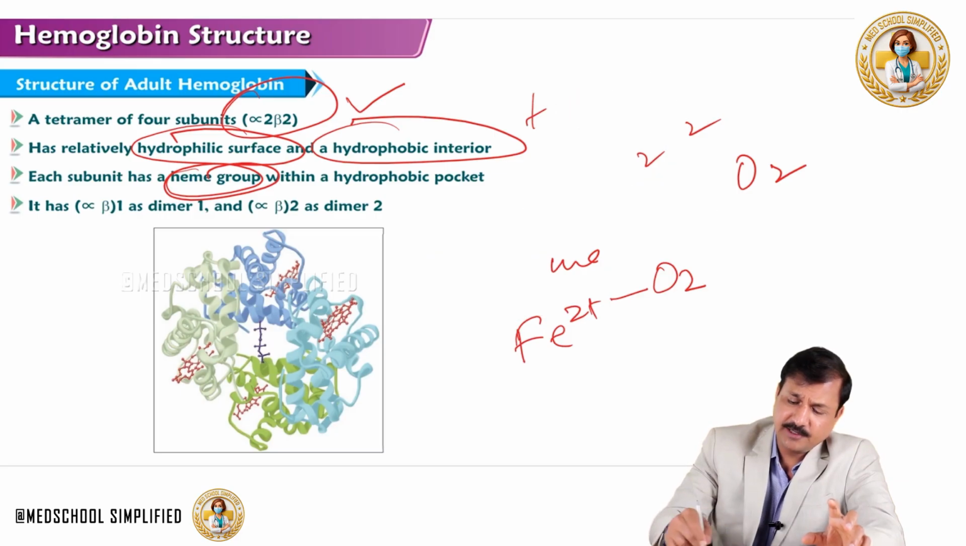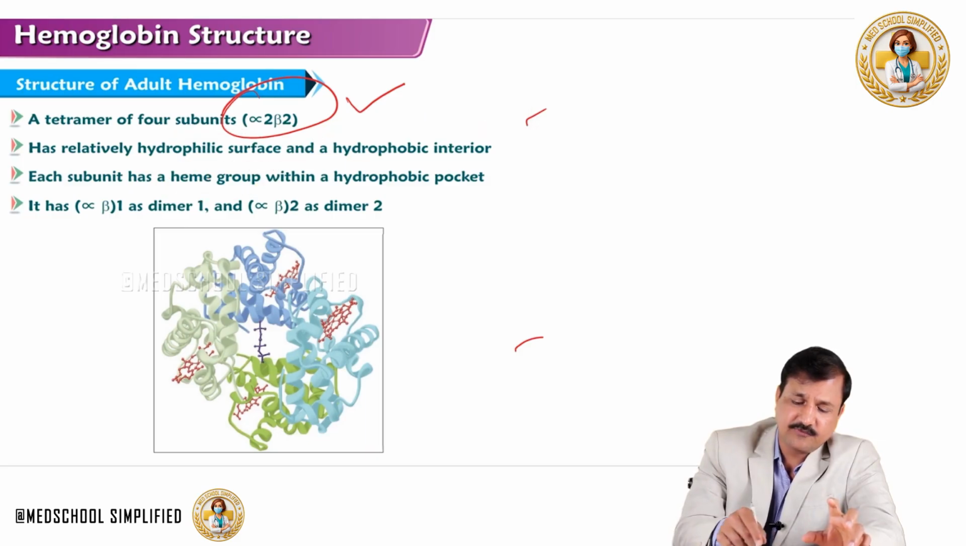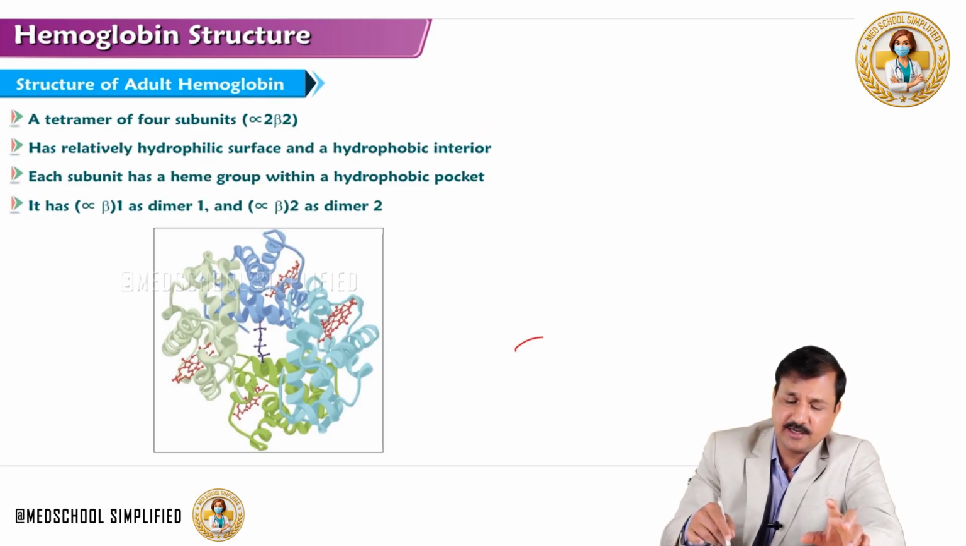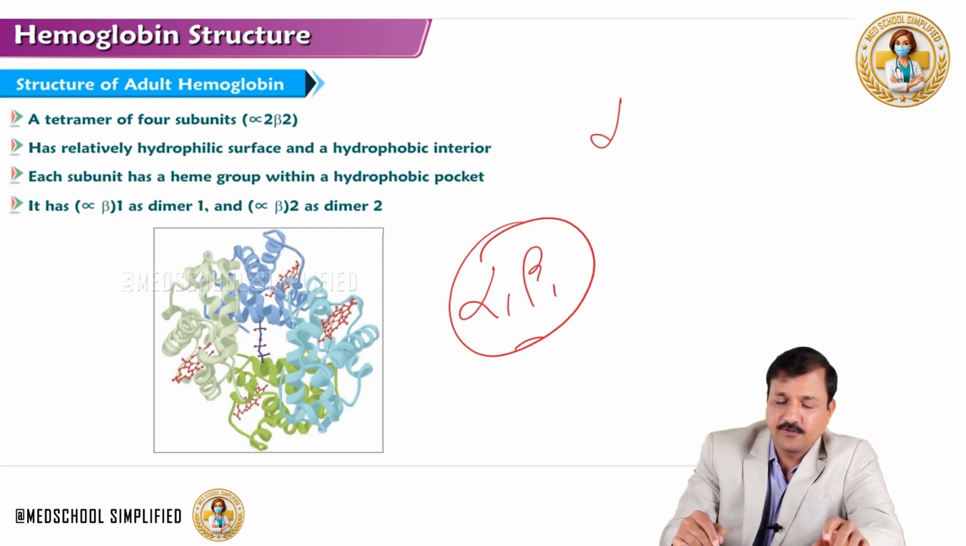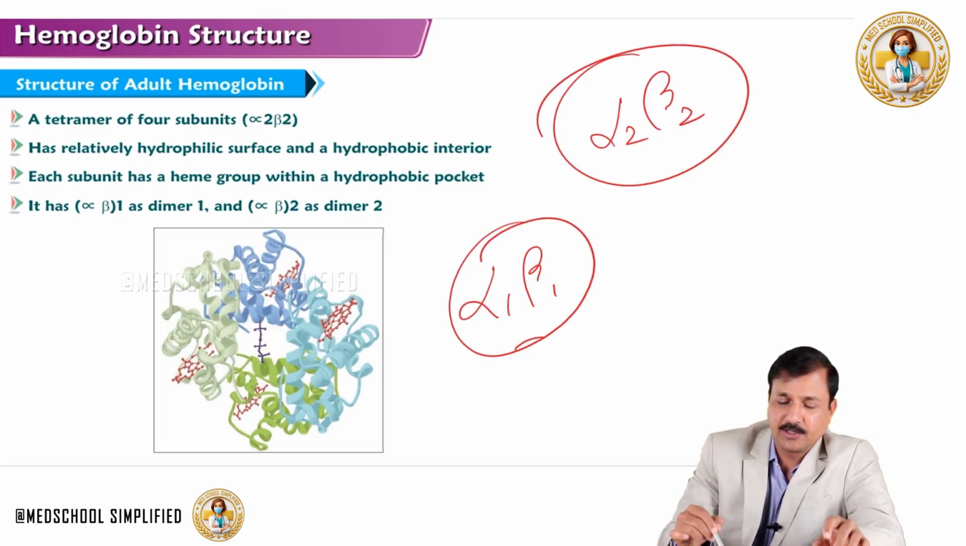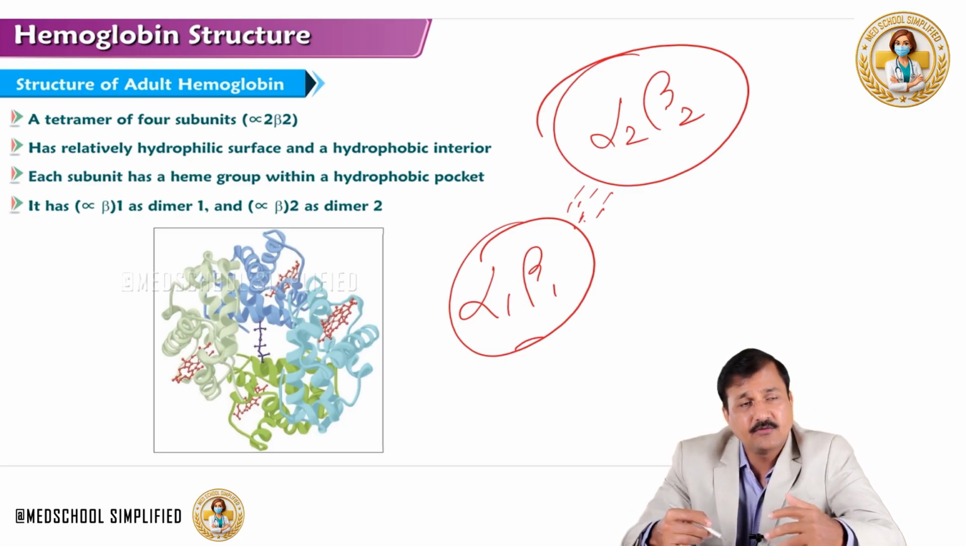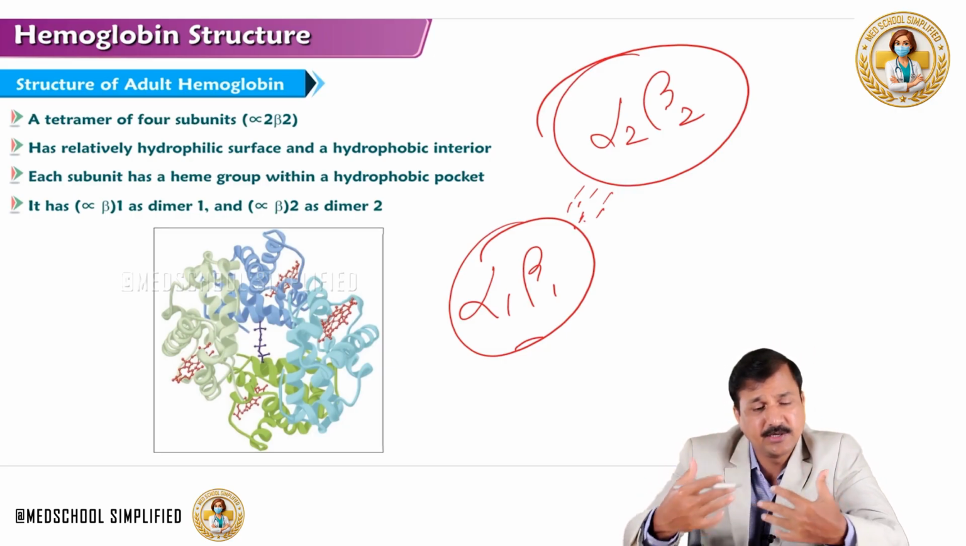Since adult hemoglobin has 2 alpha and 2 beta subunits, these can be divided into 2 dimers. That is alpha 1 and beta 1 referred to as dimer 1, and alpha 2 beta 2 referred to as dimer 2. Now dimer 1 and dimer 2 can have interaction within the dimer and interaction between the dimers.